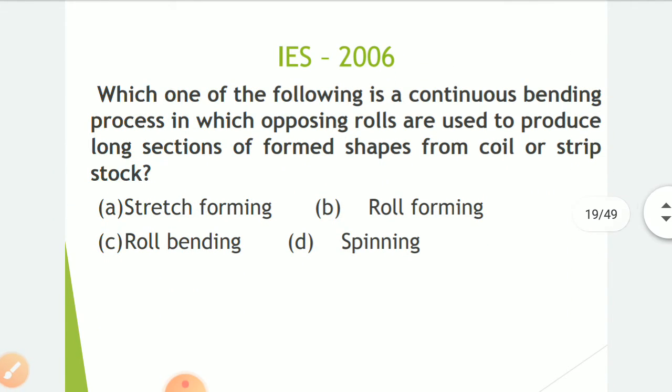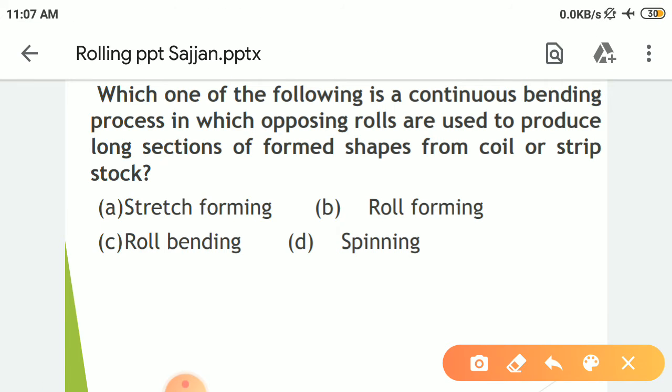Now look at this question. Which one of the following is a continuous bending process in which opposing rolls are used to produce long sections of formed shape from a coil or strip of stock? As he is mentioning that opposite rollers are used to produce long sections of formed shape, what kind of rolling process is this?